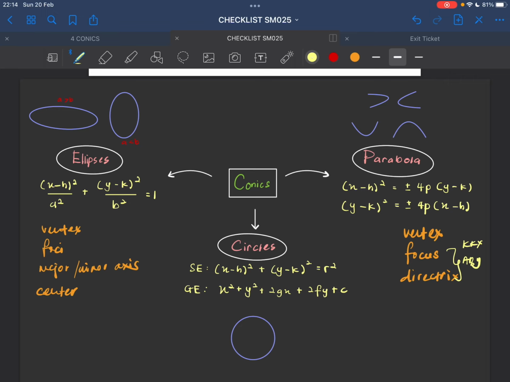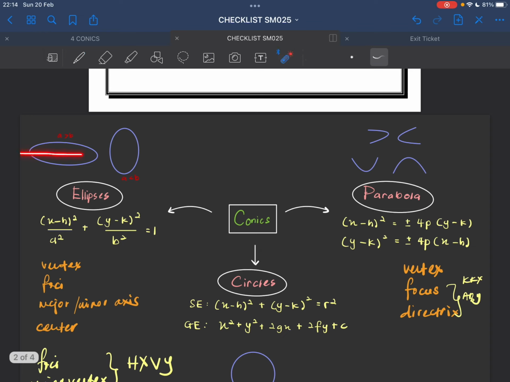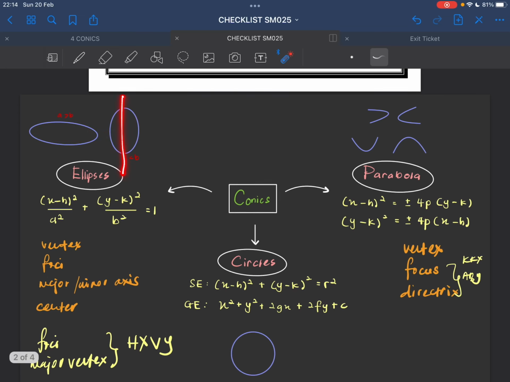To find the foci and also the major vertex, we can use HXVY. HX is for a horizontal major axis, that means the x coordinate will change. For VY, if the major axis is vertical, that means the focus and major vertex y coordinate will change.